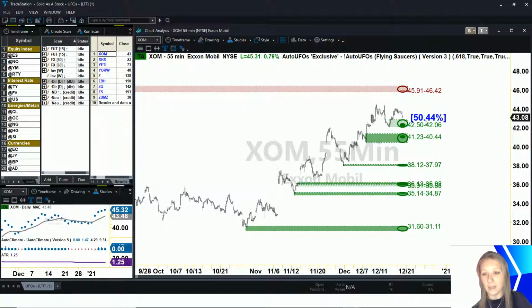By the way, just to say, because sometimes people ask me, this number here, this 50.44, is representing the probability rate of the UFOs. What that means is the amount of times that price travels between UFOs. So it might be 50%, but it might make 3 to 1s, 4 to 1s, 10 to 1s, 1 to 1s, 2 to 1s. So the distance between those UFOs could be any distance.